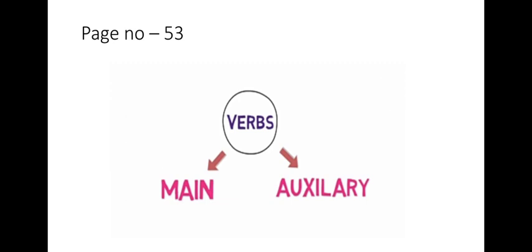Now, what is the meaning of main? When I say main verbs, it means the most important, right? Main verbs means the most important, and the second one, auxiliary verb, means helping verbs. You just have to remember these two words, main verbs and auxiliary verbs.